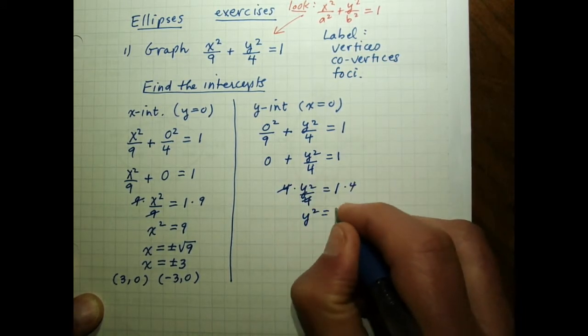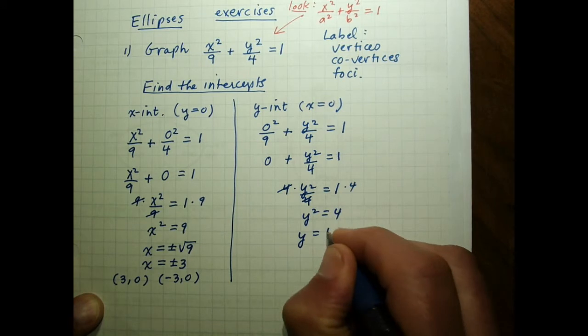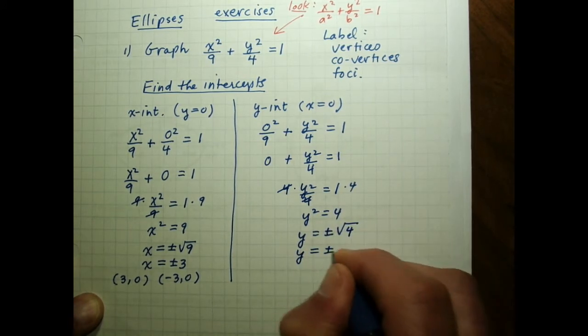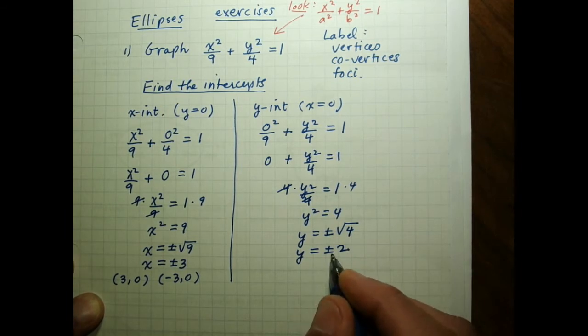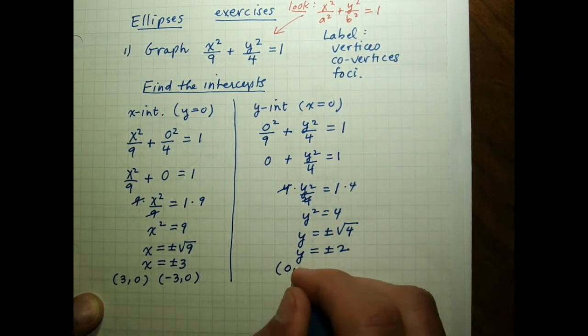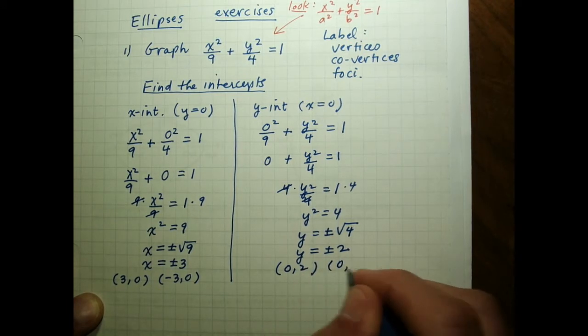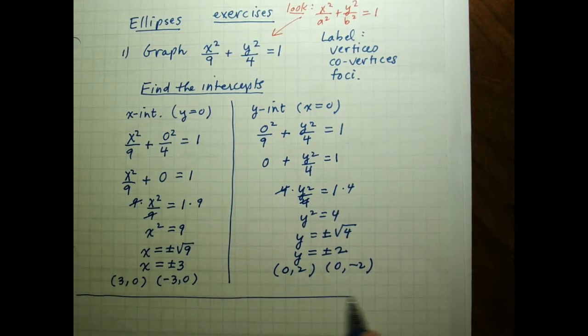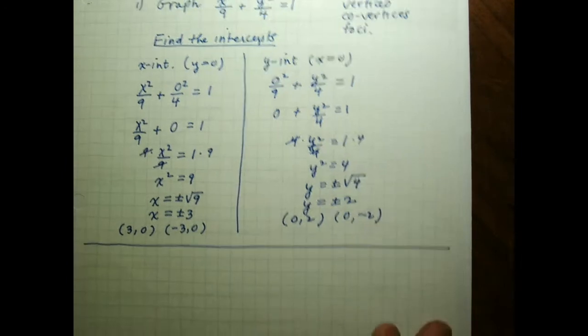Y squared is 4. So y is plus or minus the square root of 4. Y is plus or minus 2. I got two y-intercepts because of the two square roots. So (0, 2) and (0, -2) are the two y-intercepts for my ellipse. And really, once we find the x-intercepts and the y-intercepts, we pretty much can draw a graph at this point.